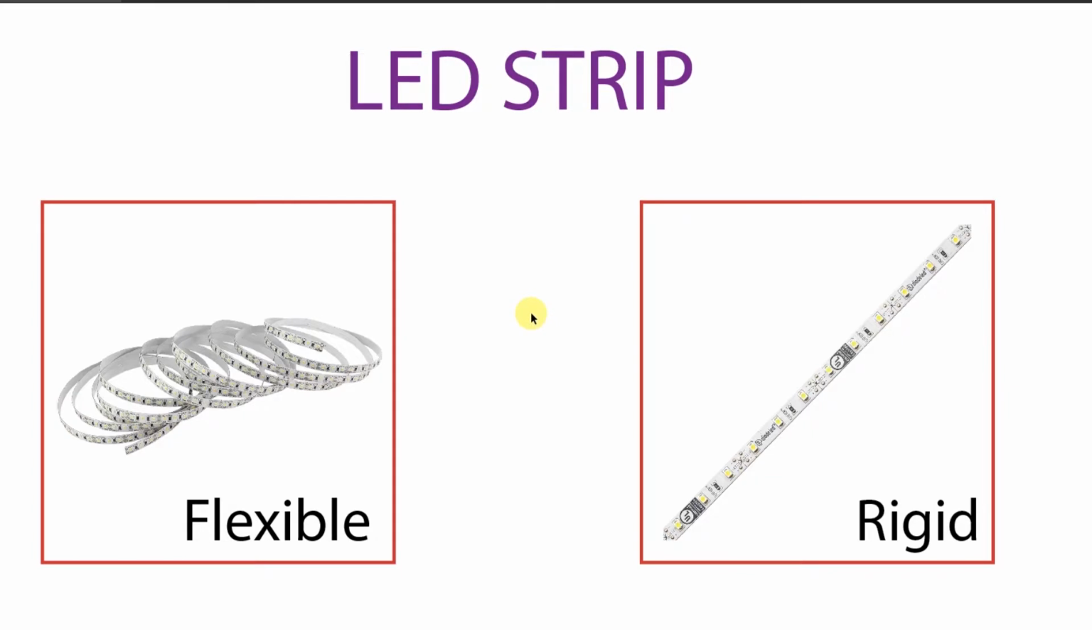The next and most important part of a linear LED light is the light source. It is also called LED strip, and the LED strip can be made in two forms: flexible type and the rigid type.